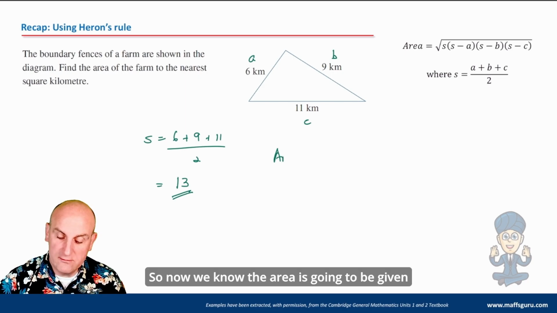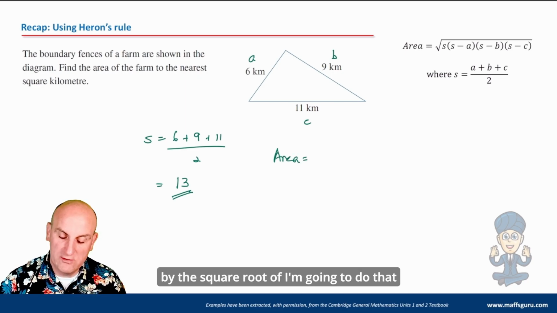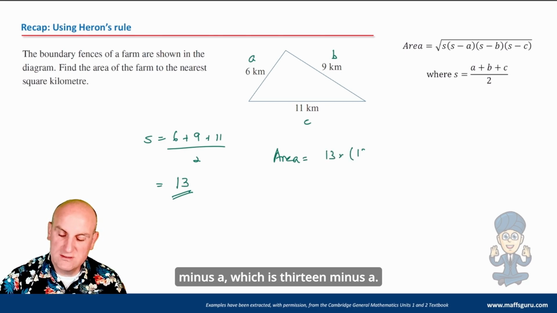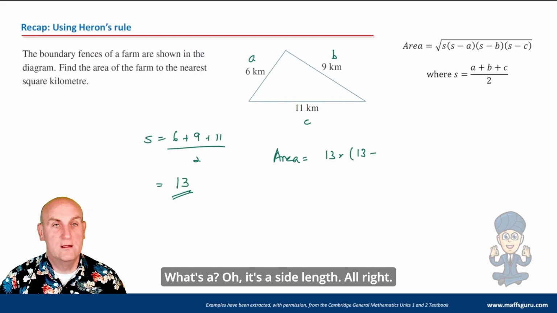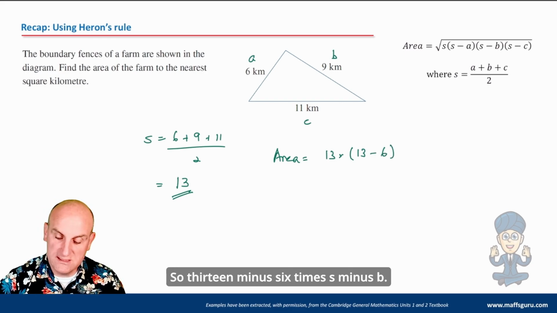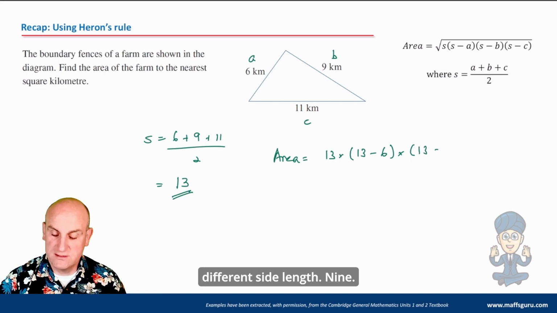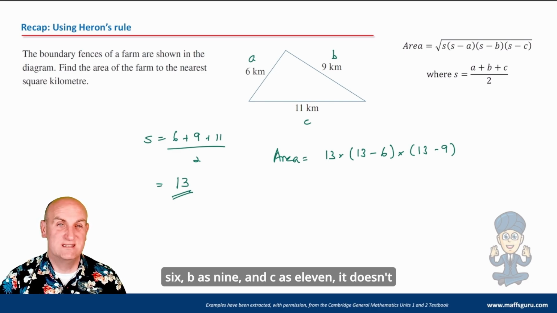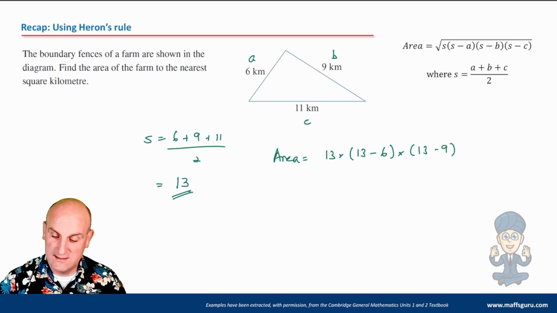So now we know the area is going to be given by the square root of, I'm going to do that in a moment, S, which is 13, times S minus A, which is 13 minus A. Well, what's A? Oh, it's a side length. All right, so 13 minus 6, times S minus B. What's B? Well, it's a different side length, 9. And if you're asking why I'm choosing A as 6, B as 9, and C as 11, it doesn't actually matter which way you do it.